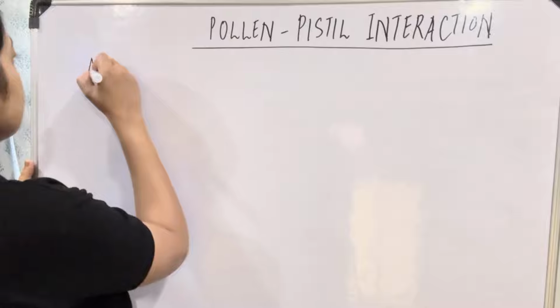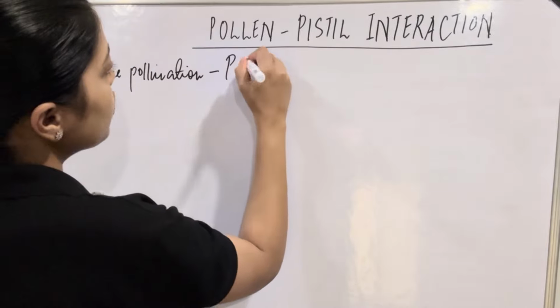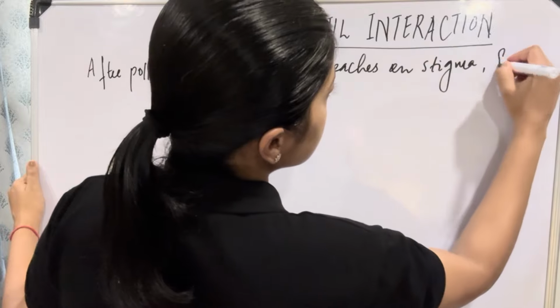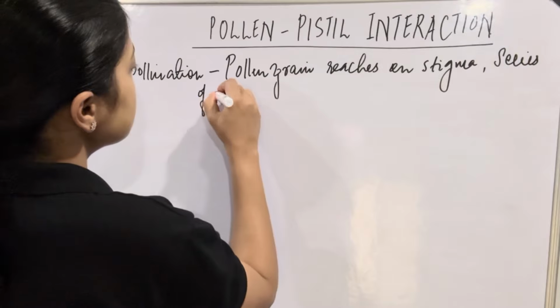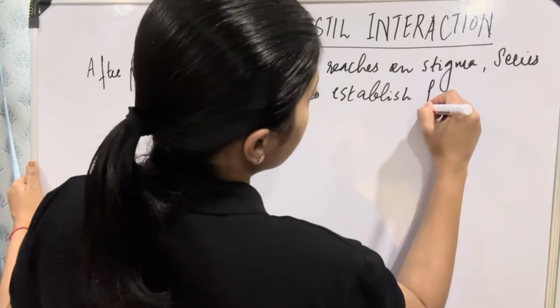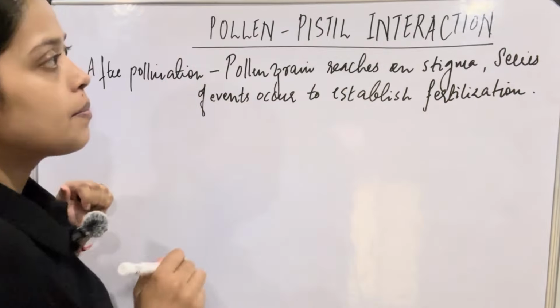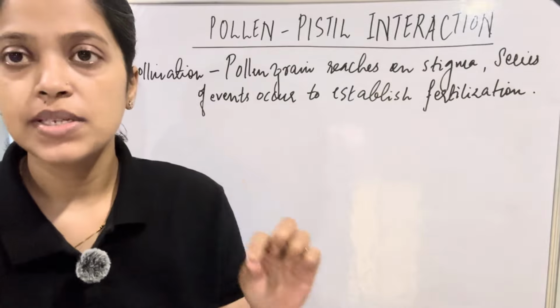So after pollination, when the pollen grain reaches the stigma, a series of events occur to establish fertilization, and that interaction between the pollen and pistil is called pollen-pistil interaction.